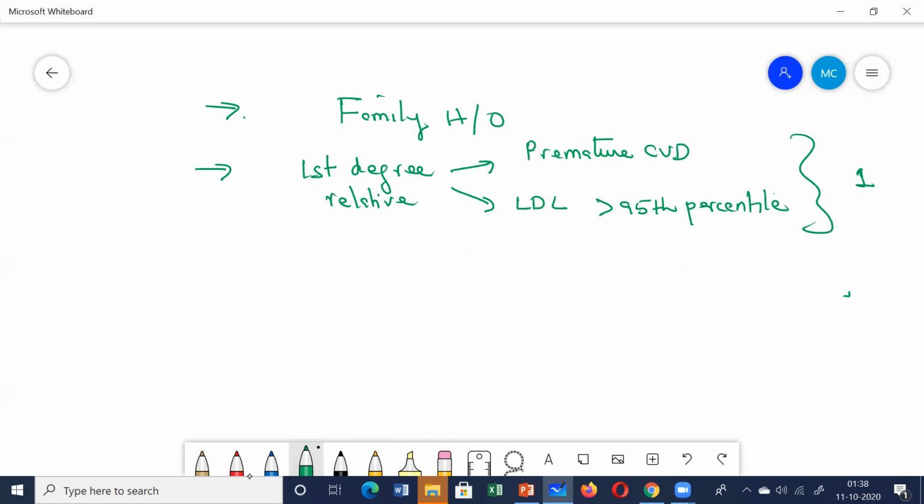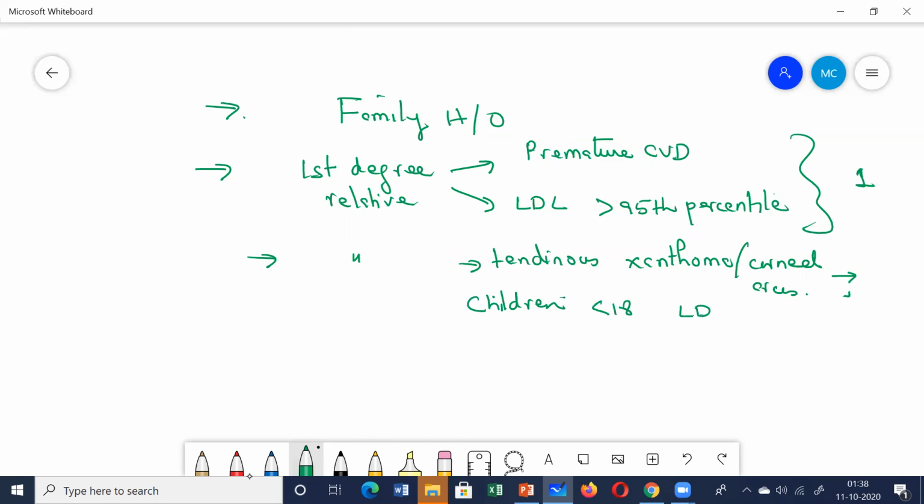Then the second in the family history is that if any first degree relative has tendinous xanthoma, or the patient has a corneal arcus, or in children less than 18 years in the family, if they have an LDL more than the 95th percentile, these are given 2 points.